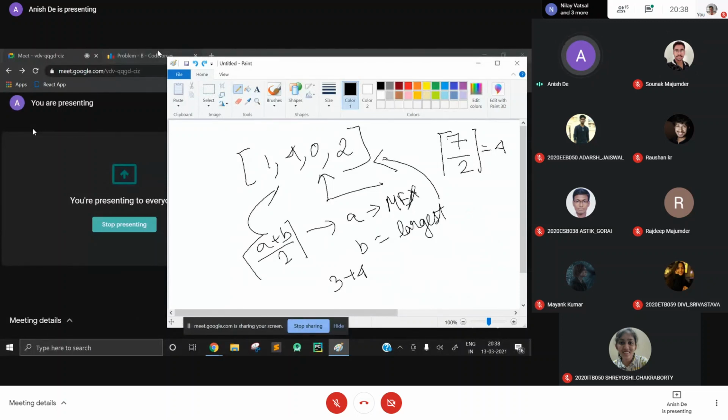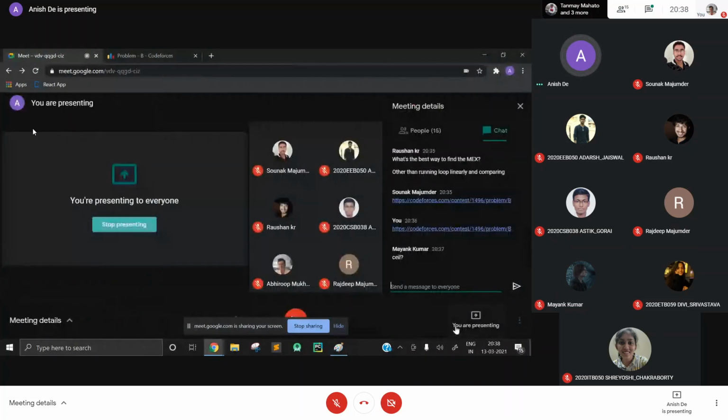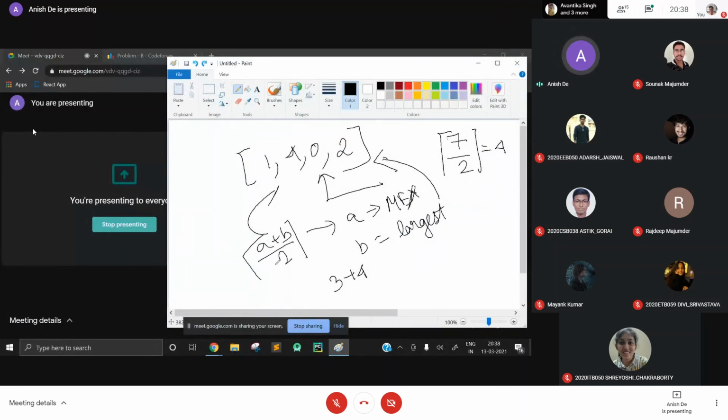So the problem is saying this, that a is the mex and b is the largest element in the multiset, and you have to add ceil of (a plus b) by 2. So a is here 3 and b is here 4. So ceil of (3 plus 4) by 2 is 4, that is 7 by 2. So you are adding a 4 here. So this now becomes 1, 4, 0, 2, 4.